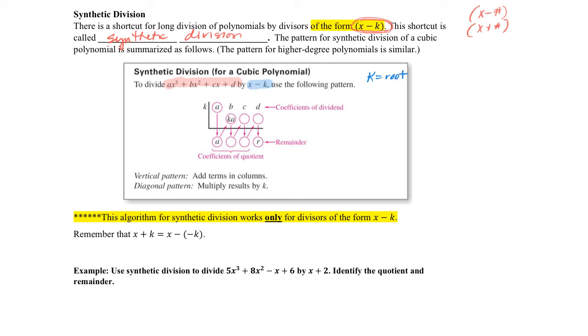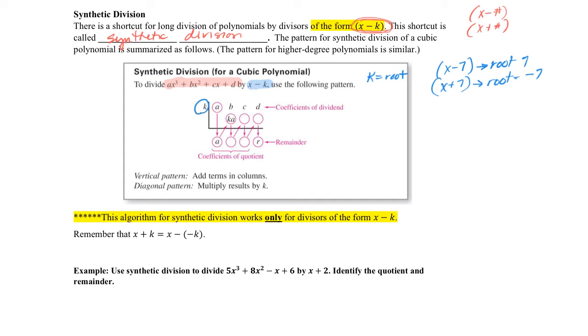Okay, so for instance, if I was dividing by, say, x minus 7, then the root would equal 7. If I was dividing by x plus 7, then the root equals negative 7. So that's the value for k that goes out front here. So be careful with your sign.